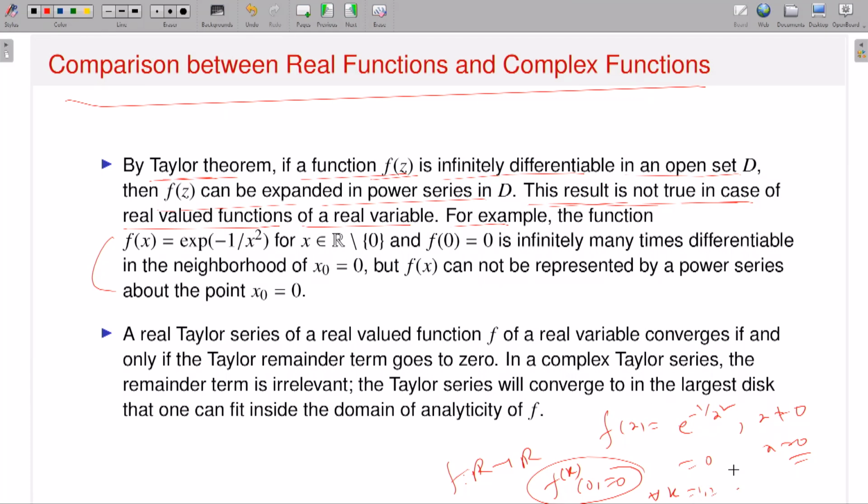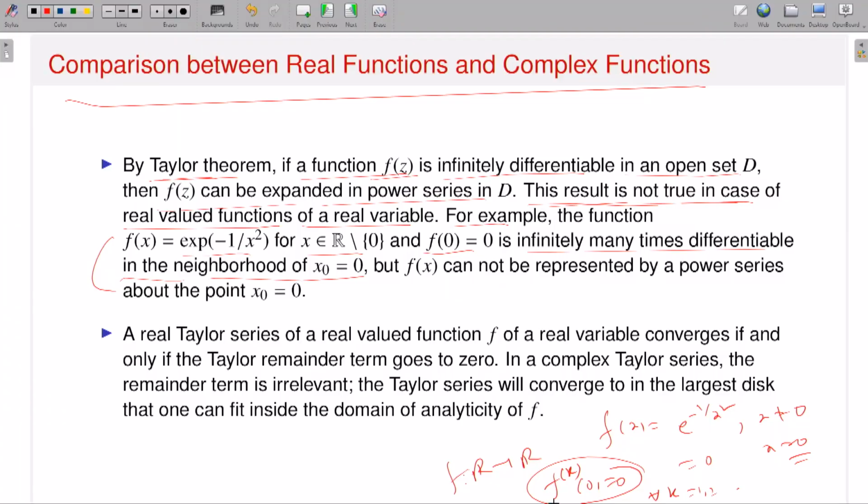So the function f of x is equal to e to the power minus 1 over x square for x non-zero, and f of 0 is equal to 0, is infinitely many times differentiable in a neighborhood of x naught equal to 0. If I remove the point 0, then of course it is infinitely many times differentiable because it is an exponential function. So the only problematic point is x naught equal to 0. And with the way I have defined the function, one can check it is also infinitely many times differentiable at the point 0.